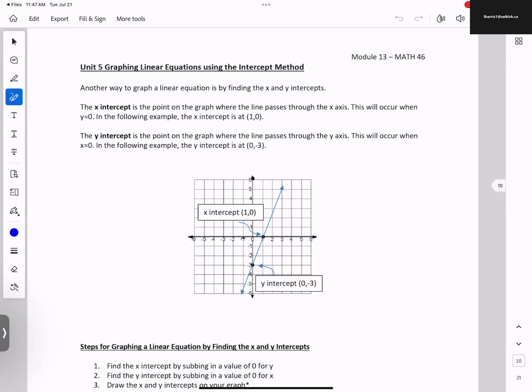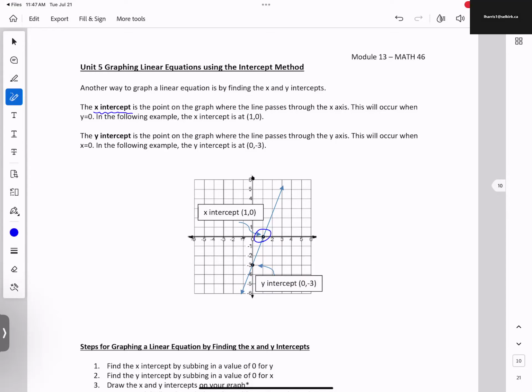So the x-intercept of a graph is the point on the graph where it's crossing through the x-axis. And so that's going to happen where y equals 0. If you look at this graph, you can see our x-intercept here at x value 1, y value 0. So it happens when y equals 0 because that is your x-axis.